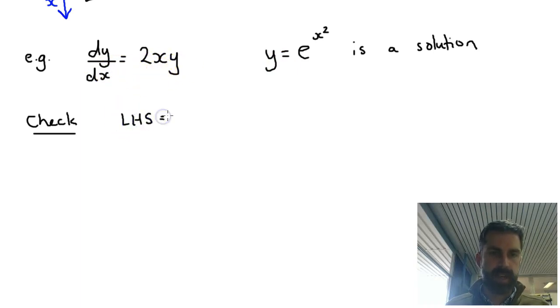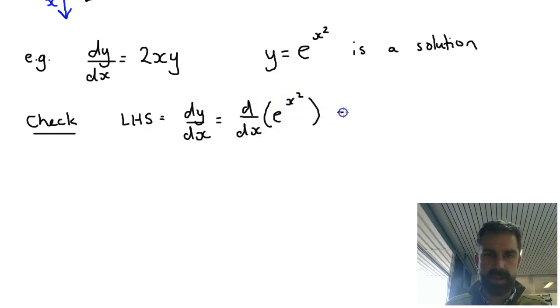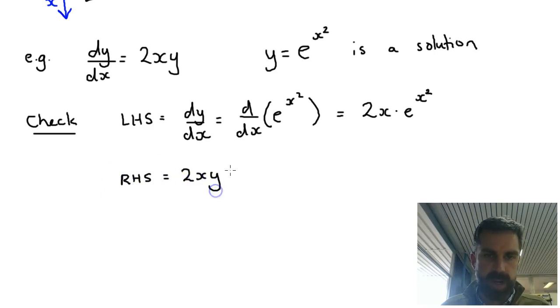So the left-hand side is dy by dx, which, according to our solution, is d by dx of e to the x squared. And the derivative of e to the x squared is going to be 2x, so it's the derivative of the power multiplied by e to the x squared. And then let's just check that the right-hand side is the same thing, 2x times y.